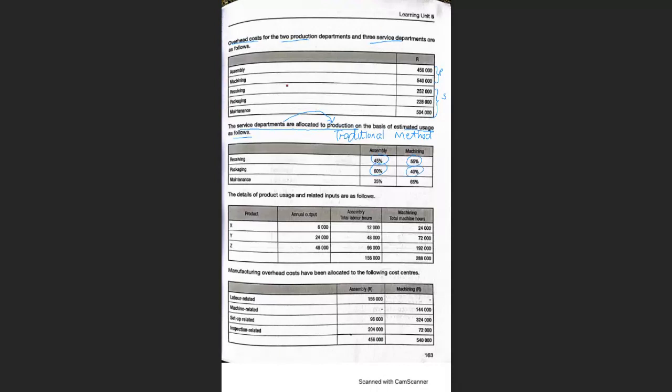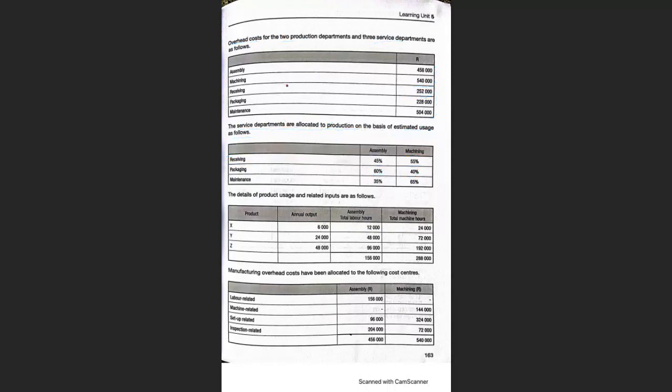So basically for the receiving department, here's its total cost at the top here, 252,000. It's saying to you that of the 252,000, 45% is going to the assembling department, 55% is going to the machining department. So you're going to take the 252,000 Rand and you're going to allocate 45% of it to assembling and 55% of it to the machining department.